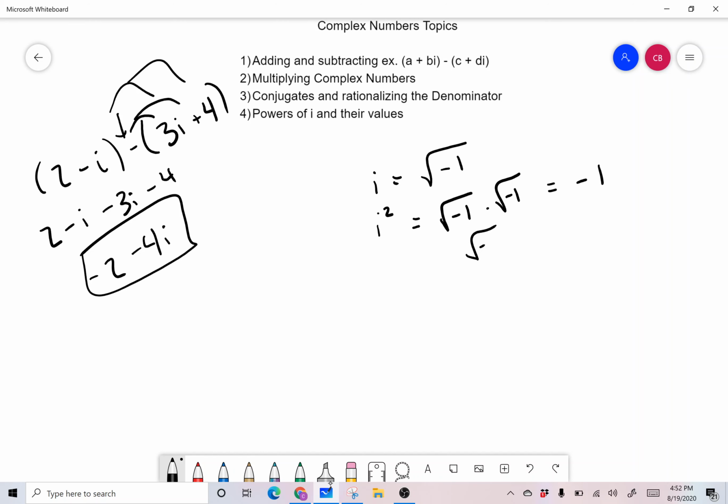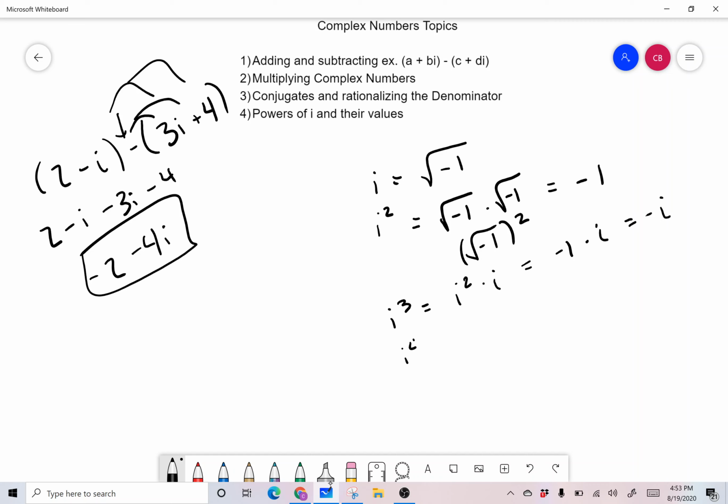That's the square root of negative 1, squared. Okay. If I look at i to the third, what is that? Well, we know i to the third is i squared times i. Well, we know i squared is negative 1, times i. So this is negative i.